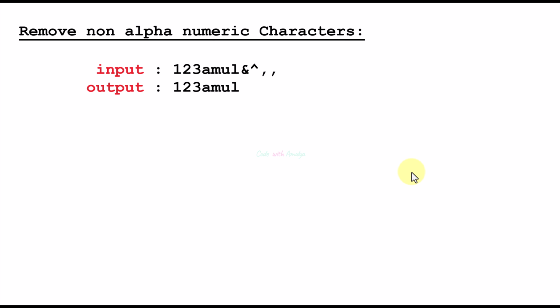Today in this tutorial, let's write a Python program to remove all non-alphanumeric characters from the given string. Alphanumeric characters consist of alphabets from A to Z and numbers from 0 to 9. Each character of the string can be an alphabet or a number. For example, here we have input 1, 2, 3, Amul and some special characters. This is our string input and output is this. We'll remove all non-alphanumeric characters from the string.